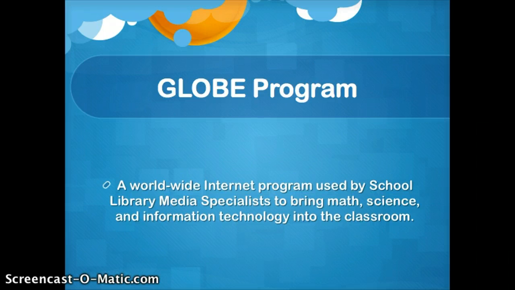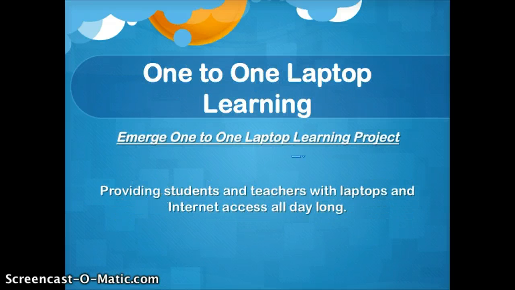One program is the Globe program, which is a worldwide program that uses the internet to create a large collaborative network of students, teachers, and scientists. The program helps school library media specialists bring math, science, and information technology to the classrooms. Another one is a school in Alberta, Canada, that has a laptop program called Emerge One-to-One Laptop Learning Project, which provides teachers and students with internet access all day long.